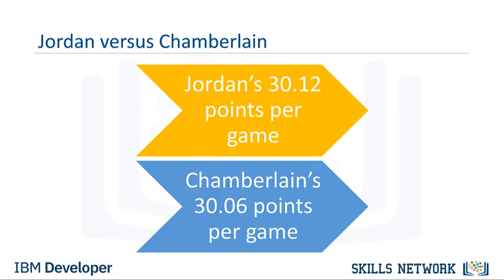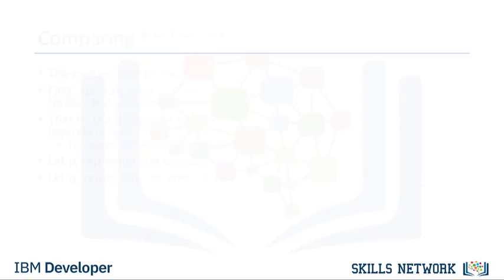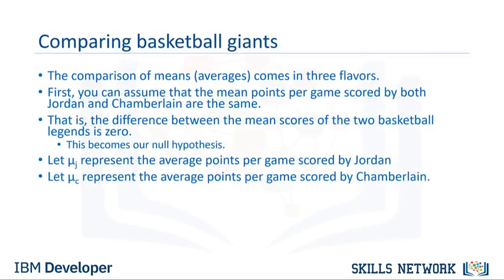And if you compare the two averages between Michael Jordan and Chamberlain, even though they are very similar looking numbers, we need to set up a statistical hypothesis test. We are interested in comparing the average points scored by the two basketball players, and the comparison of means, or averages, is available in three flavors.